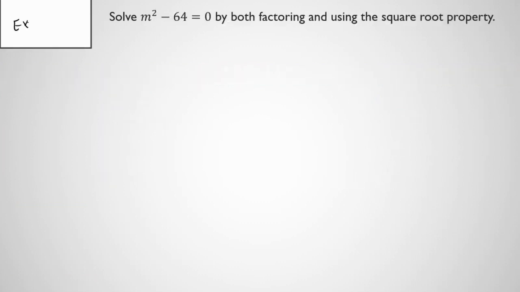And once again, I think all of these, for some reason, didn't show up. So here's a different example. It's slightly different. Solve m squared minus 64 equals 0 by both factoring and using the square root property. So some of these problems can be solved either way. So we will start by factoring, and then we will do the square root property.